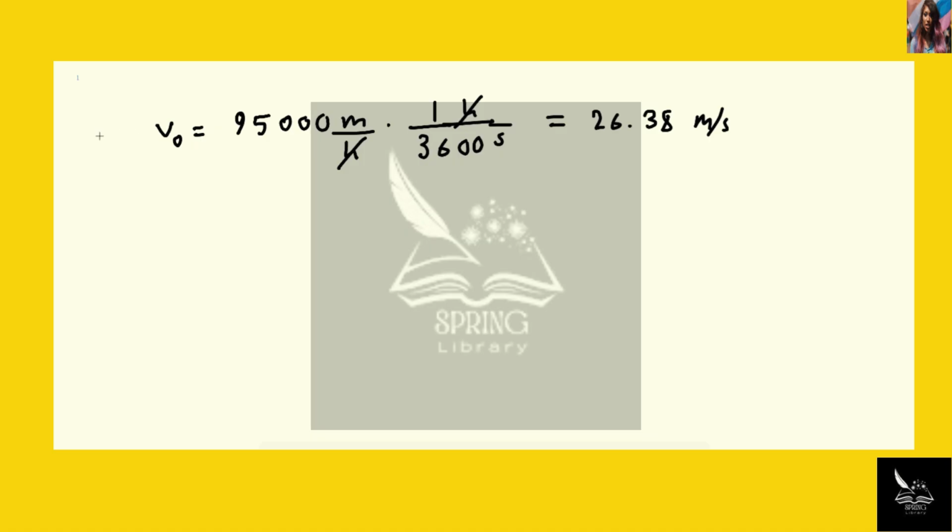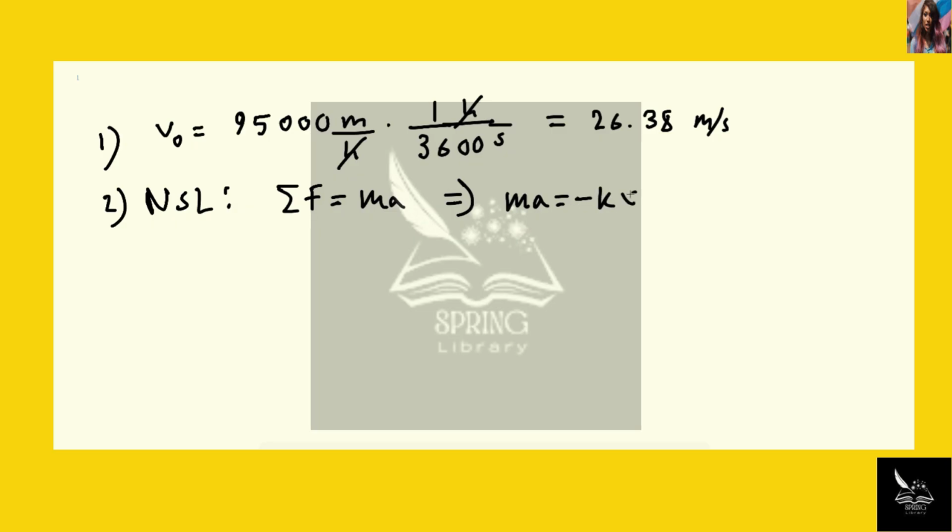Okay, that's step one. Step two is using Newton's second law. The net force is equal to mass times acceleration. In this case, mass times acceleration will be equal to the stretching force of the spring, so negative kx. And therefore, x is... not negative k. x is negative ma over k.